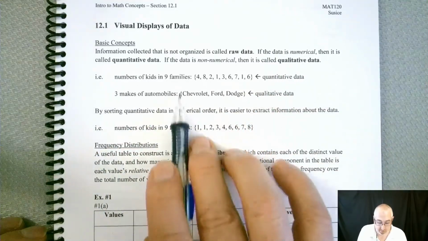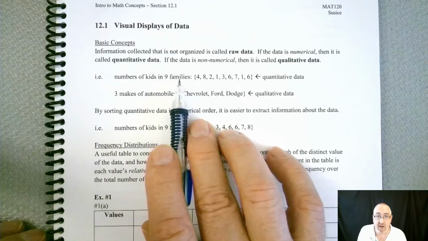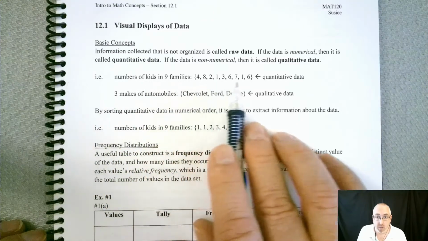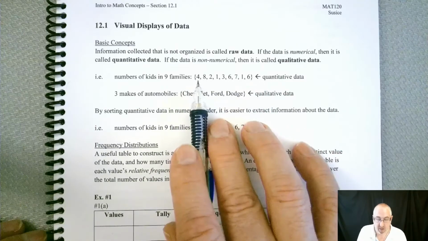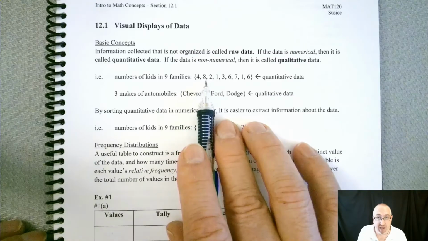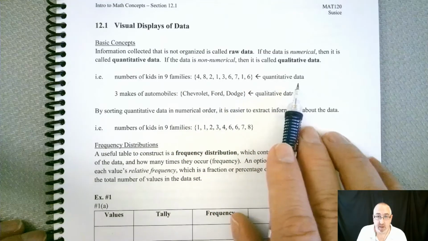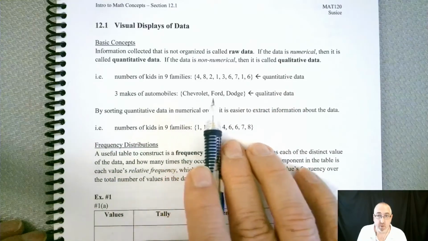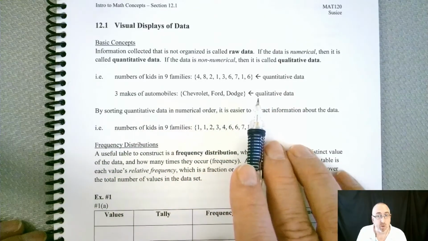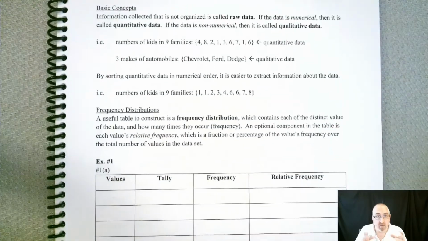Just a couple of examples to illustrate. If we were looking at the number of kids in 9 families, we could have those different values. We have a family with 4, we have a family with 8, and so on. So this would all be quantitative data. But if I asked for 3 makes of automobiles and you said Chevrolet, Ford, and Dodge, that would be qualitative data. All right, so let's focus on the quantitative.